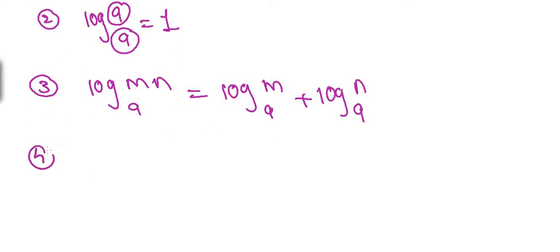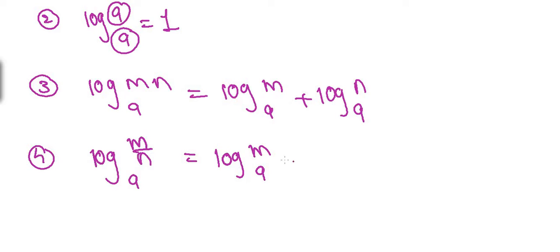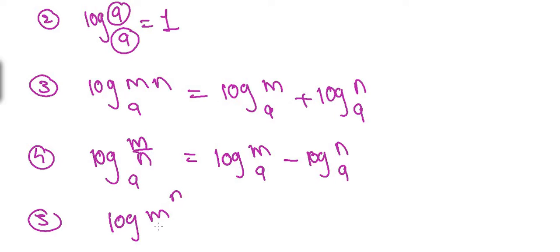Next, number 4, log of m upon n to the base a is equal to log of m to the base a minus log of n to the base a. Number 5, log of m raised to the power n to the base a is equal to n log of m to the base a.